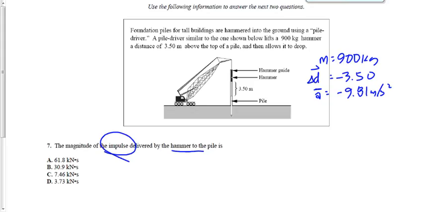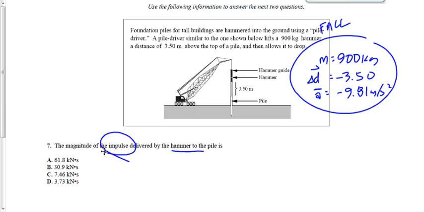There's two things going on here, right? The hammer falls, and then the hammer collides with the pile. This is information, this is givens for the fall. Let's do some givens for the collision with the pile. Well, we're looking for the impulse during the collision. I think that's all we got actually, isn't it? Looking for the impulse? Well, the mass stays the same, right?